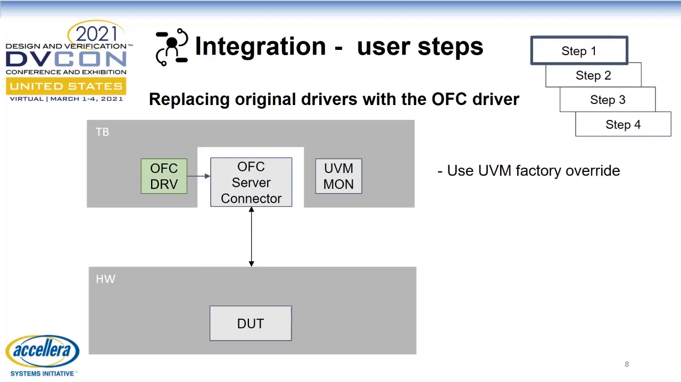You can do so by using the UVM factory override. The OFC driver does not need any additional intervention from the user, being a plug-and-play component. The only thing necessary for the OFC driver to work is making sure that the items have a pack function, as the driver uses this function to convert items into messages. Items may have their fields registered with UVM, or a custom pack function can be defined.